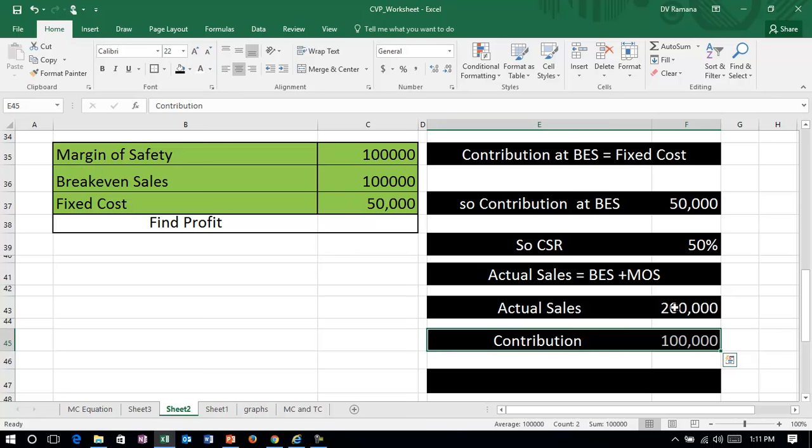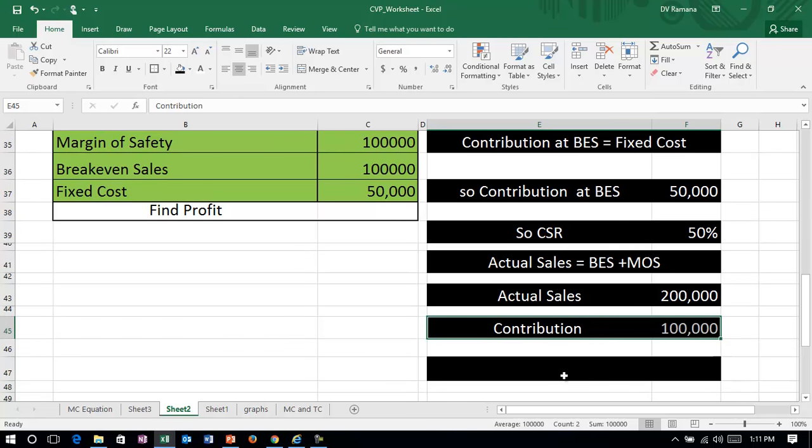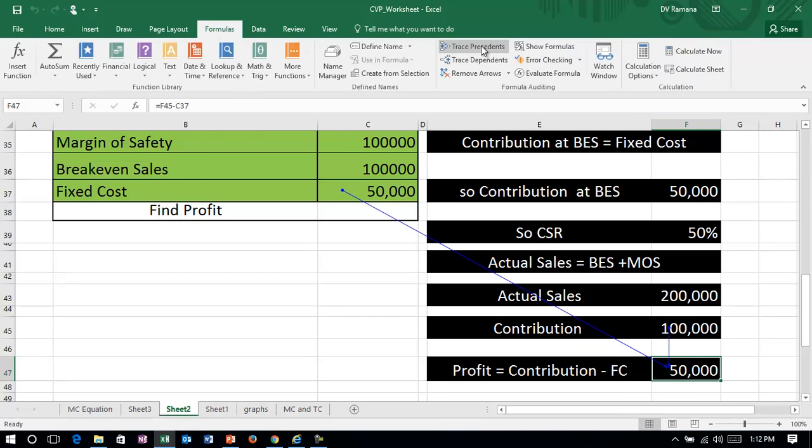Actual sales into contribution to sales ratio will give me contribution, and contribution minus the fixed cost is profit. Profit is equal to contribution minus fixed cost. So contribution is 100,000 and fixed cost is 50,000, so profit is equal to 50,000.